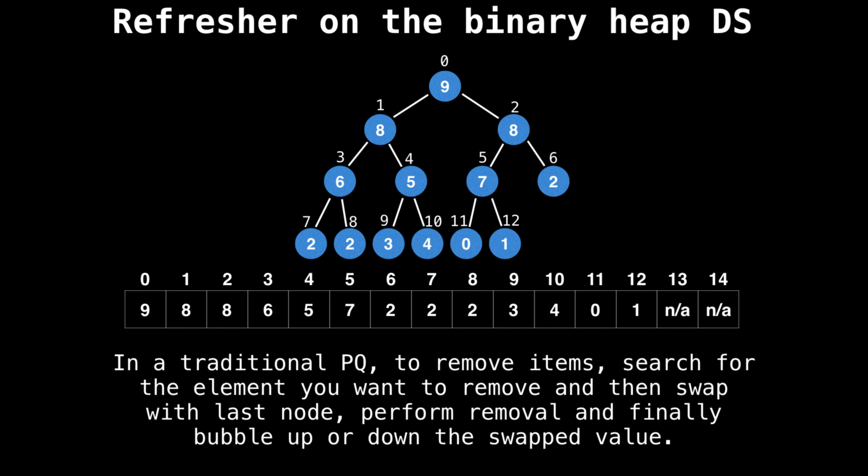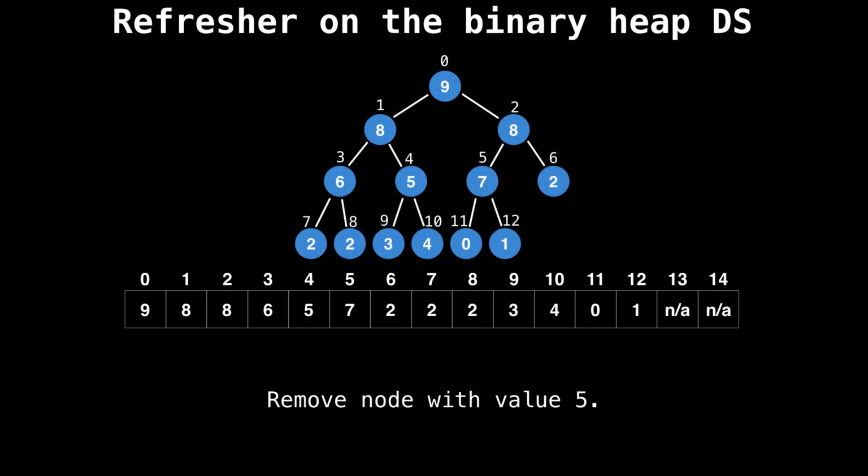Now let's review how removals are done. In a traditional priority queue, to remove items, search for the element you want to remove and then swap it with the last node. Perform the removal and finally bubble up or down the swapped value. For this example, suppose we want to remove the node that has the value 5. We don't know where the node with value 5 is within the priority queue, so we have to search for it. This is one of the major differences between the priority queue and the index priority queue. So start at node 0 and process each node sequentially until a node with a value of 5 is found, if any.